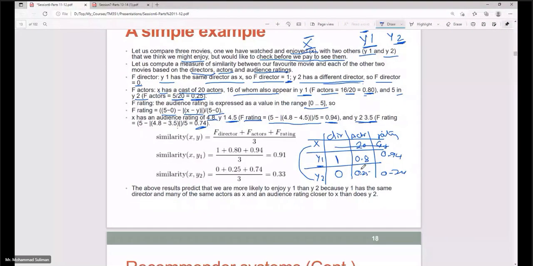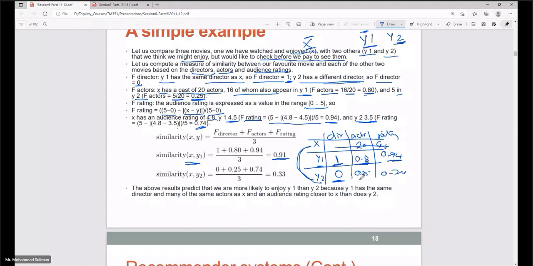So it leads to similarity 0.91. Now we'll calculate the similarity between X and Y2. So it is 0 plus 0.25 plus 0.74 divided by 3, which leads to 0.33. So which is more similar here? Between Y1 and Y2 with respect to X, which is the highest value? 0.91. So movie Y1 will be recommended here.